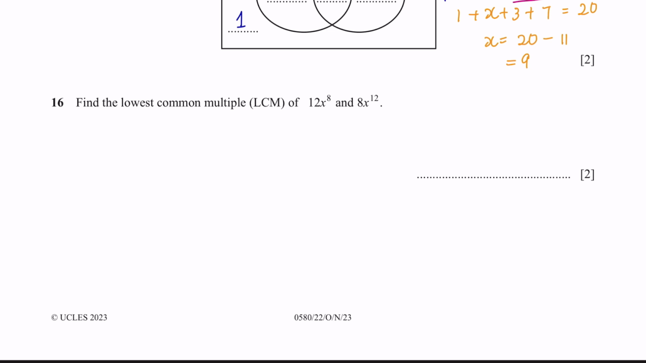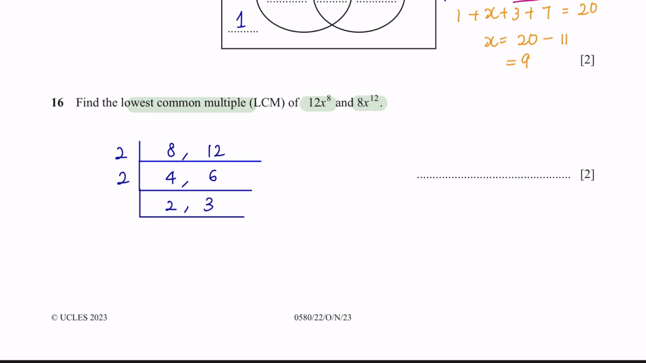Question 16. Find the lowest common multiple of 12x to the power of 8 and 8x to the power of 12. So the lowest common multiple of 8 and 12 will be 2, giving us 4 and 6. Again, it will be 2, leaving us with 2 and 3. So the lowest common multiple of 2 and 3 is 2, which is 1, and 3 cannot be divided by 2, so it will be left as 3. And next, lowest common multiple of 1 and 3 is 3. So 1 will be left as it is, and 3 divided by 3 is 1.